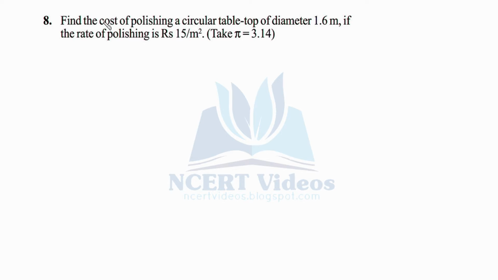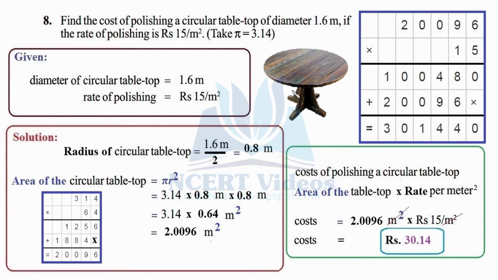Question 8th. Find the cost of polishing a circular tabletop of diameter 1.6 meter if the rate of polishing is rupees 15 per meter square. Take pi as 3.14. This question can be represented as follows. This is a table, especially a circular table, and the diameter is given to you, that is the longest distance between any two points internally. So 1.6 meter. Now the rate of polishing is also given to you as 15 per meter square.